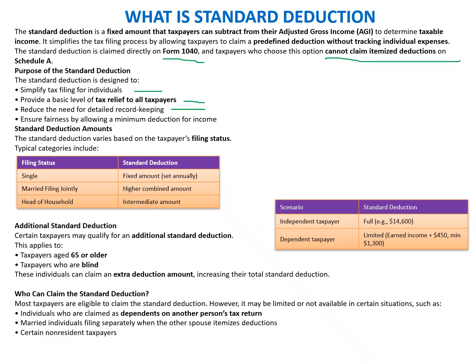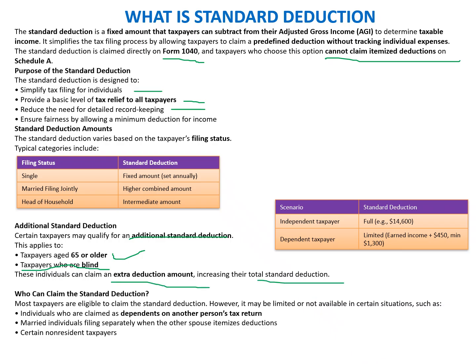Singles will have a fixed amount which is set annually, and married filing jointly will have a higher combined amount. Head of household will have an intermediate amount which falls between the single and the married filing jointly, depending upon the filing status as well. So additional standard deductions are given subject to certain conditions. Certain taxpayers may qualify for an additional standard deduction, and this applies to taxpayers aged 65 years or more and taxpayers who are blind. These individuals can claim an extra deduction amount, increasing the total standard deduction.